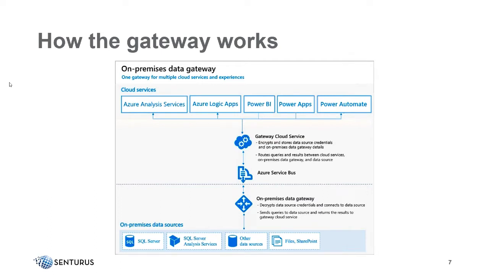Okay. The gateway cloud service analyzes the query, pushes that back to the Azure service bus. The bus sends the request to the gateway. Both the gateway and the service are implemented to only accept TLS 1.2. So we don't have to worry about security. We don't have to freak out that this is going to be sending unencrypted plain text data. The gateway gets the query, decrypts it, connects to those data sources, sends the query, runs it, back it goes. Service then uses the results.